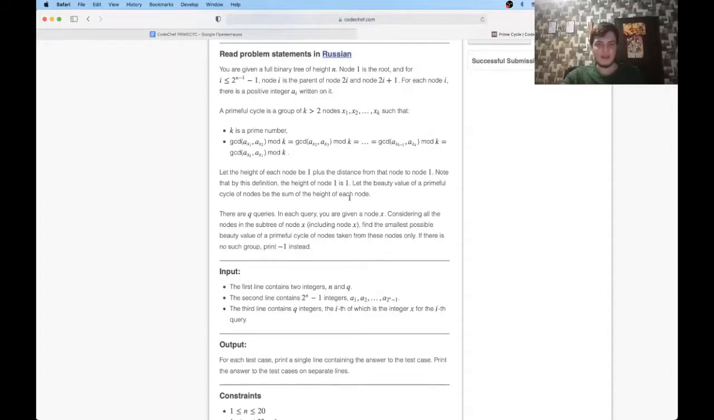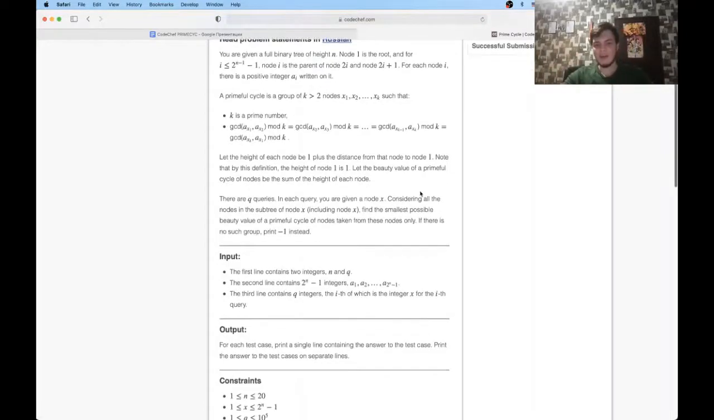Now the value of a prime full cycle, this definition with some set of nodes which aren't necessarily adjacent, is defined as the sum of heights of all nodes. So it's basically the sum of the depths, or the heights. Now in this problem, we want to answer queries, where every query is defined by a single node x, and what we do is consider the subtree from this node, all the nodes in the subtree of x.